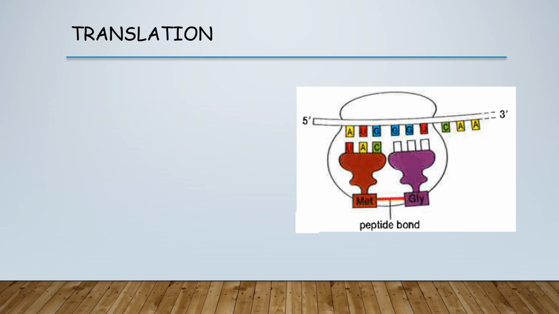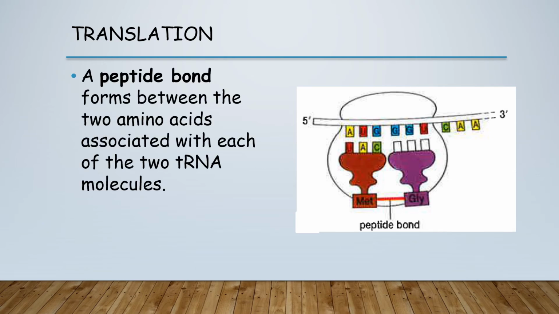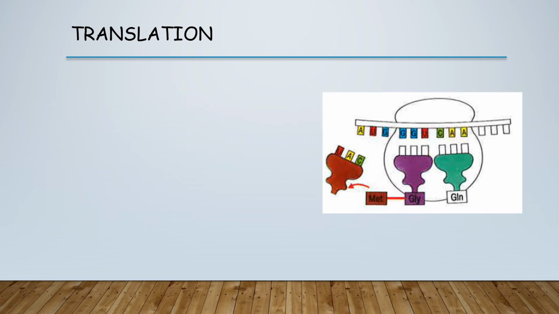Now we have our first two amino acids in the sequence. We need to join them. So a peptide bond, so that again, National 5 knowledge, peptide bond between amino acids to form polypeptides. In this instance, because it's two, we now have a dipeptide. So our first two amino acids in the sequence are joined together to form a dipeptide. This process then just continues.